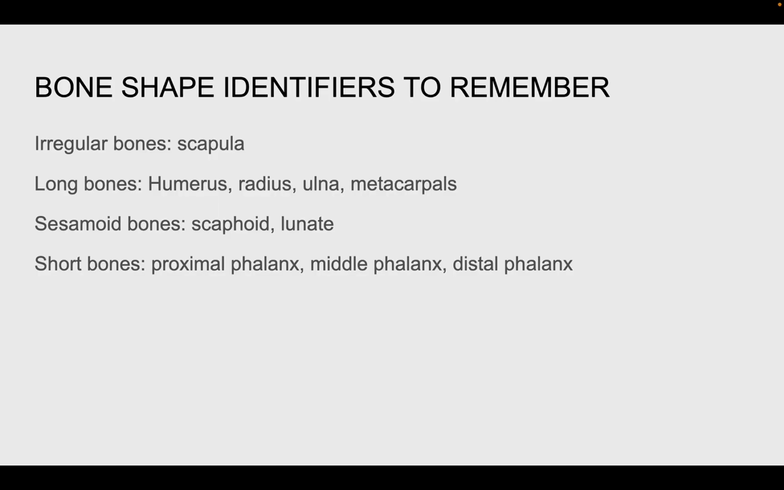Now bone shape identifiers to remember. Remember that irregular bones learned today include the scapula. Long bones include the humerus, radius, ulna, and metacarpals. The sesamoid bones include the scaphoid and the lunate. And the short bones include the proximal phalanx, middle phalanx, and distal phalanx.